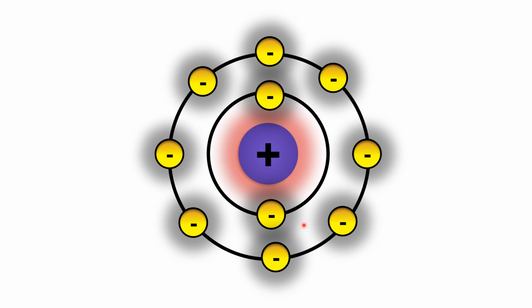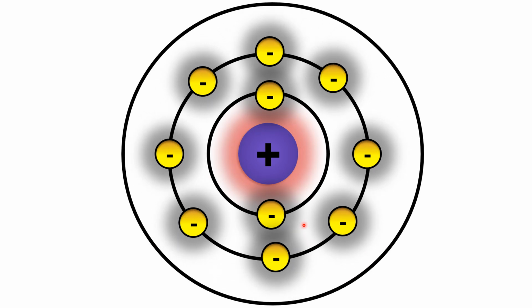The third shell around a nucleus is known as the M shell. The M shell consists of 3 subshells: 3s2, 3p6 and 3d10. The 3s2 subshell has a maximum of 2 electrons, the 3p6 subshell has a maximum of 6 electrons, whereas the 3d10 subshell has a maximum of 10 electrons. So the maximum possible number of electrons in the M shell is 18.